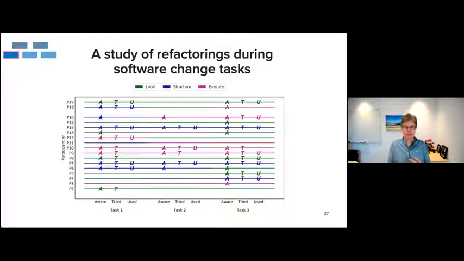And it's pretty easy to see from here that on task 1, there was a lot better capability in general to go from awareness to trying a tool, a refactoring tool, to using it. Task 2, not so good. And task 3, kind of back to task 1. So the tasks had different kinds of characteristics, which is good.